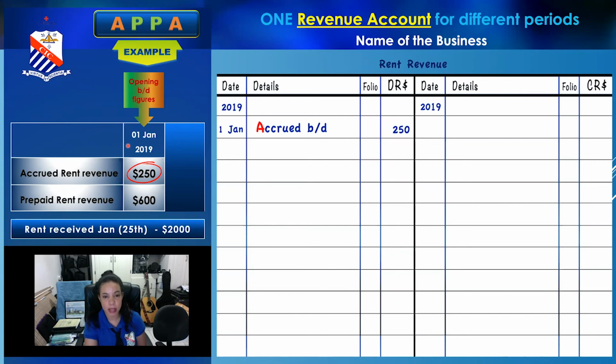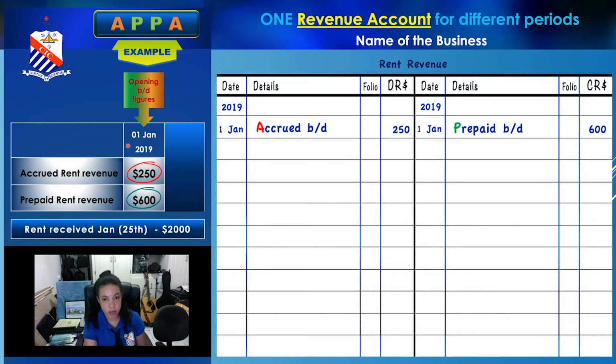Move on to P, same 1st of January because we're dealing with the opening balances, and it's the prepaid brought down or opening balance. You check to see 600. And then we have our prepaid rent revenue and our accrued rent revenue. The beginning figures have now been recorded.